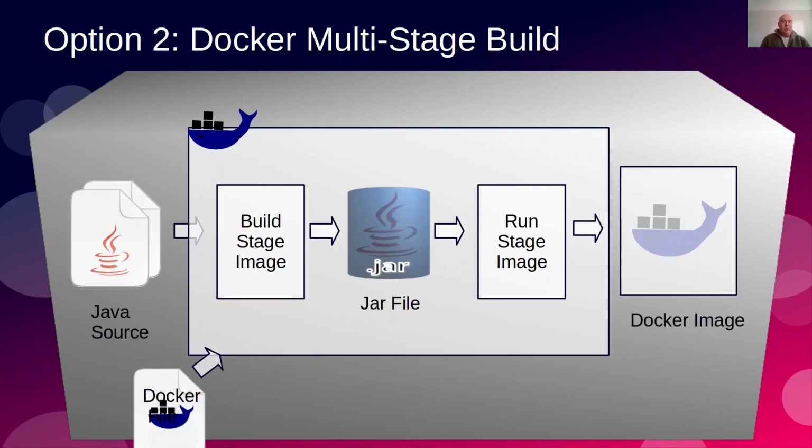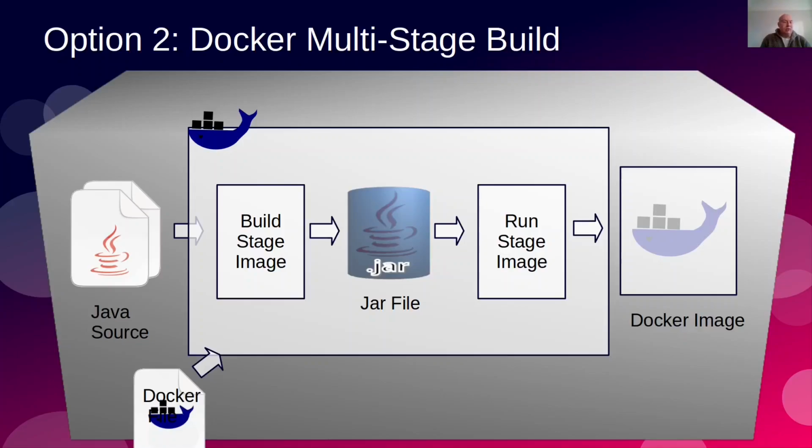Okay, so now we're going to look at option 2. We're going to use what's called a Docker multi-stage build. So once again, we will start with our Java source file, our Java source code. And of course, we need a Docker file as well. But in this case, the actual building of the jar file will be taking place within Docker.